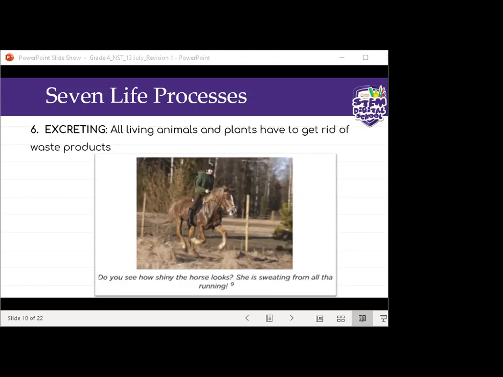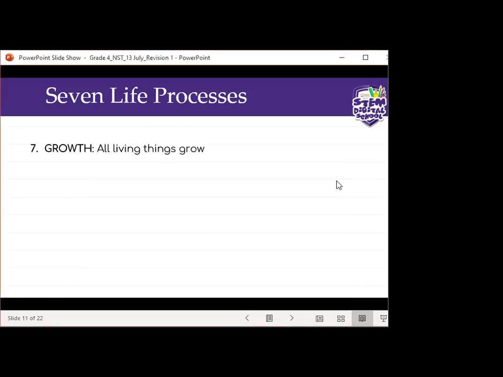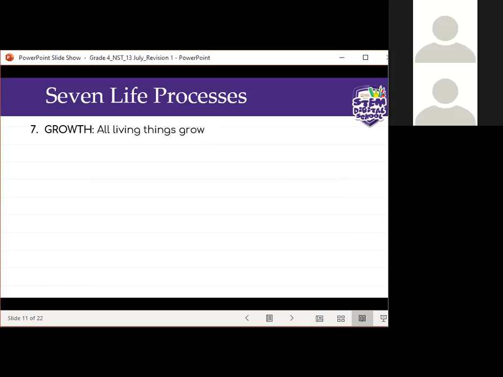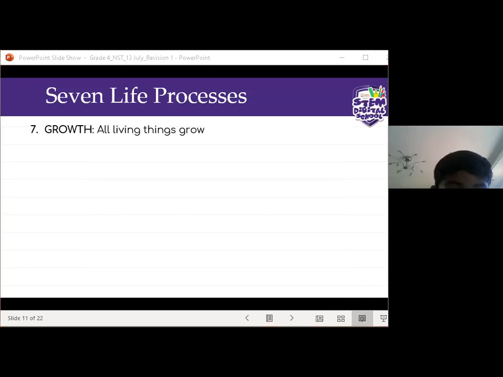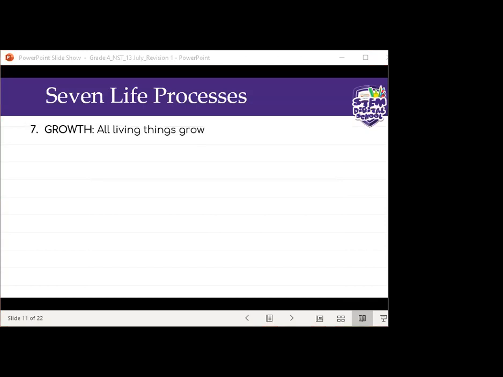Guys, plants get rid of wastewater through the process of transpiration. And then let us look at the last life process, and that is growth. We say that all living things grow. Let me see the hands that I have so that they can explain to us the process of growth or an example of growth.